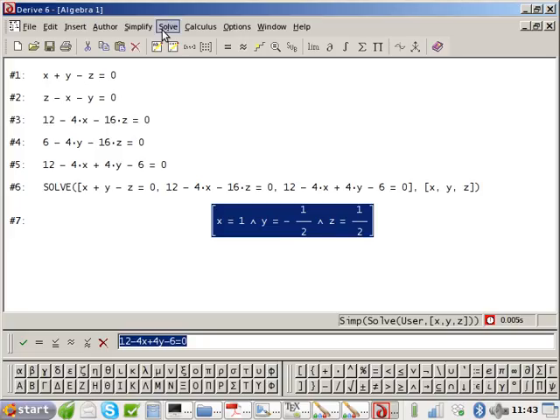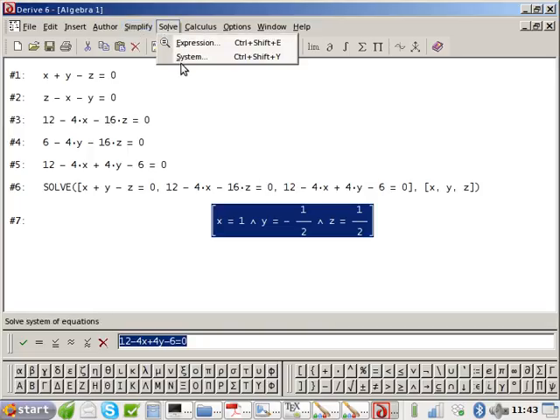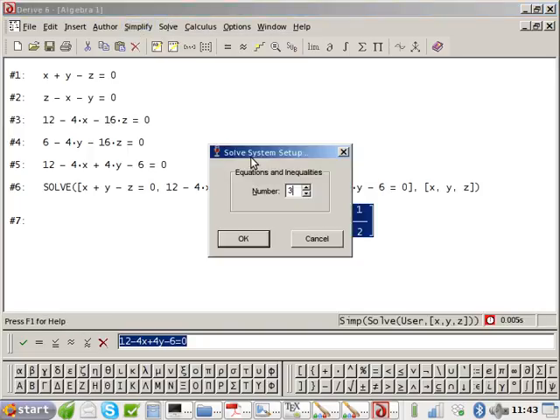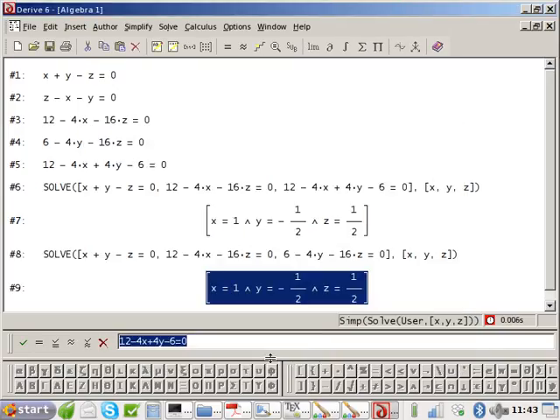Now let's try a different one. What was the first ones we said? 1, 3 and 4. Should I get the same answer? I hope so. Otherwise there's something very wrong. Alright, so to answer your question, you see you get the same answer. This just means and: x equals 1 and y equals minus a half and z equals a half.